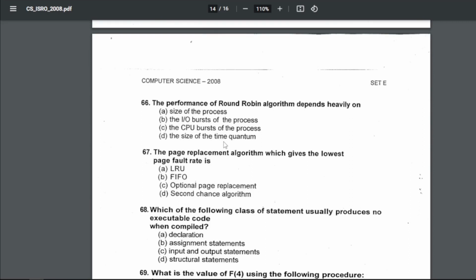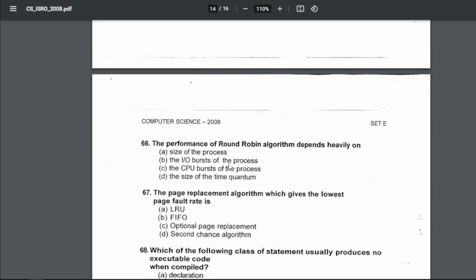Question number 66 is the performance of round robin algorithm depends heavily on what? So the performance of round robin algorithm depends heavily on the size of the time quantum, right? Remember that the performance of round robin algorithm depends heavily on the size of the time quantum. Because in the round robin algorithm, it is very important to choose the quantum carefully, as a smaller time quantum leads to more context switches, thereby reducing the efficiency of the CPU, and a larger time quantum makes the round robin algorithm degenerate into first come first serve algorithm. Okay, so that will be the answer.